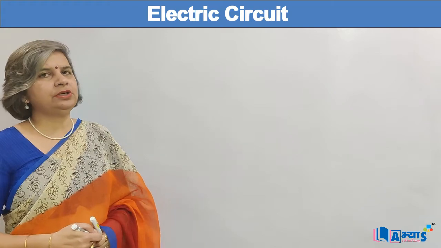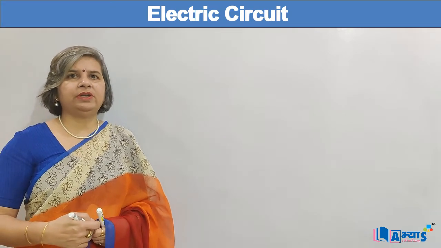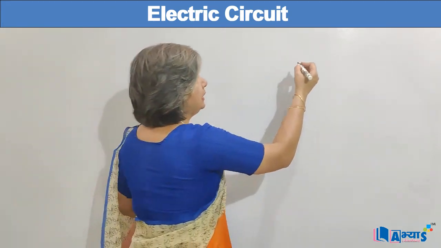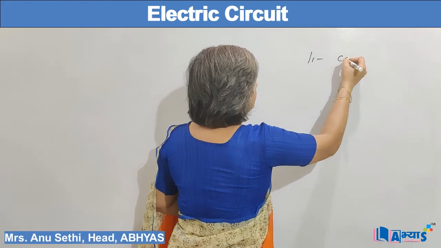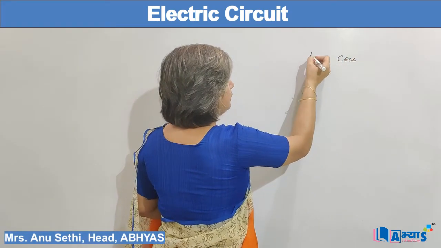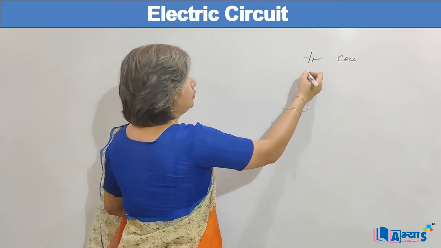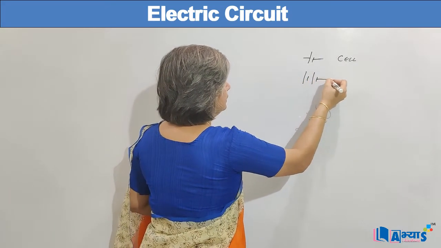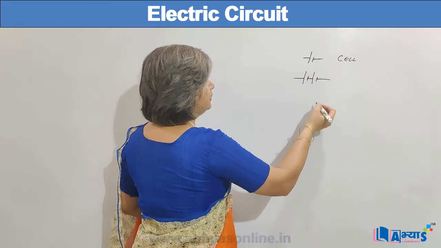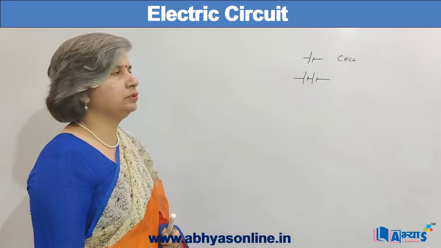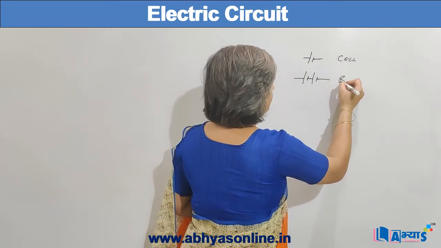Now I am going to discuss the concept of electric circuit. An electric circuit is a complete circuit through which the current can flow. It has various components, such as we can have a cell. Cell is denoted with a positive terminal and a negative terminal, and if we have more than one cell, that means it is a combination of two cells. It is known as a battery.